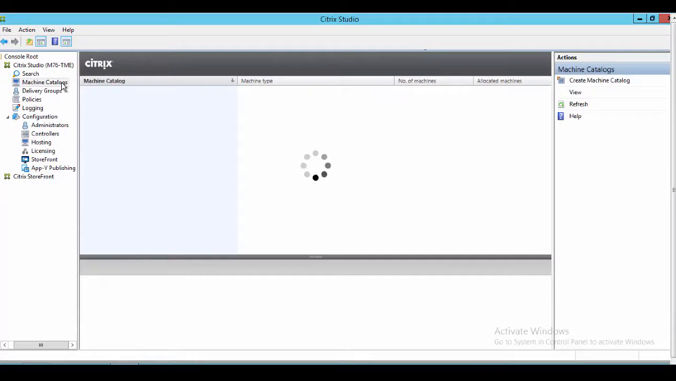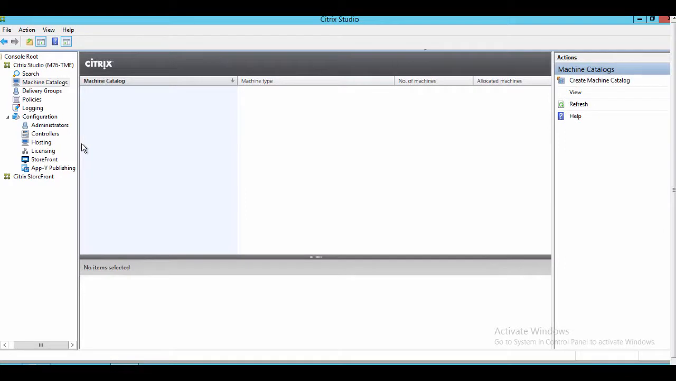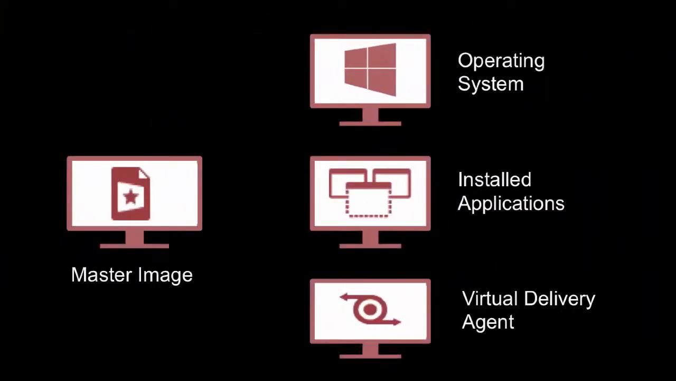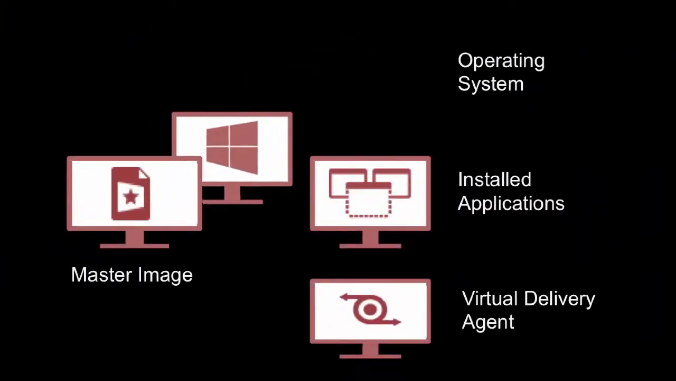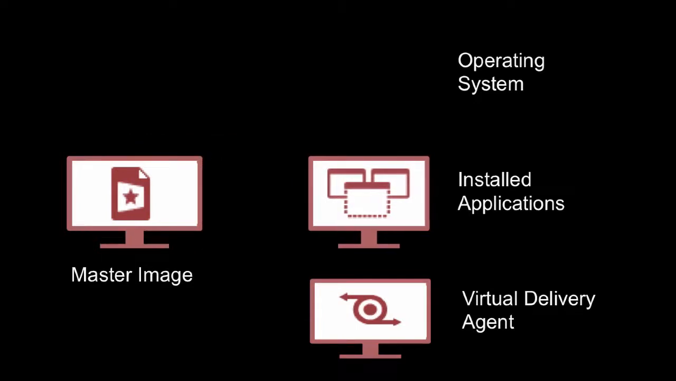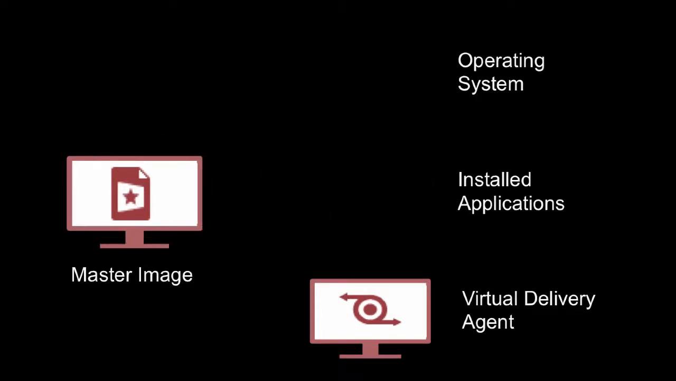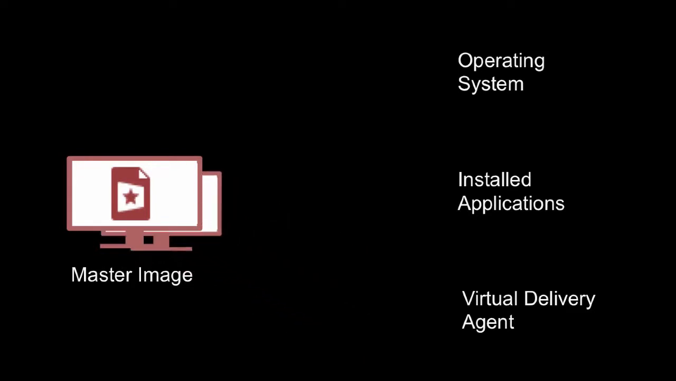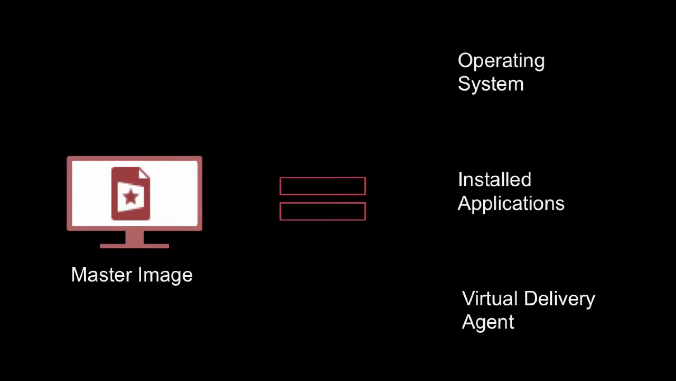With the environment ready, the first step is to create a machine catalog, which is based off an image that we already built. This master image is simply a configured operating system with the right applications for our organization and the XenDesktop Virtual Delivery Agent, also known as the VDA. The first thing we will set up is a machine catalog for pooled Windows 7 desktops running on XenServer.